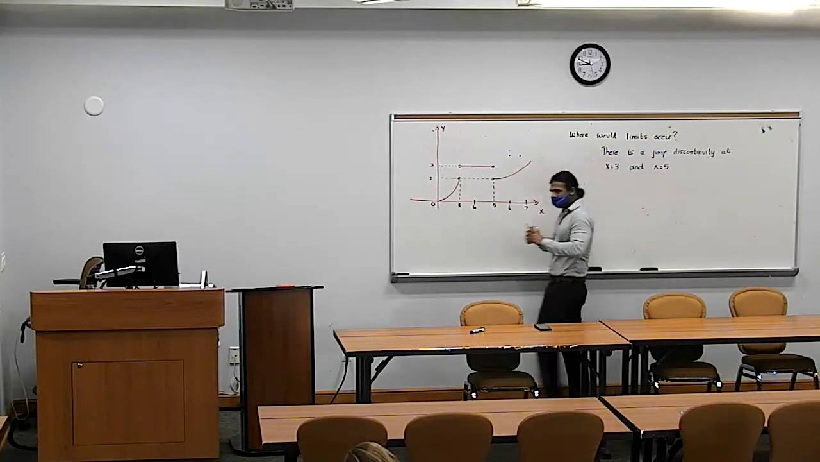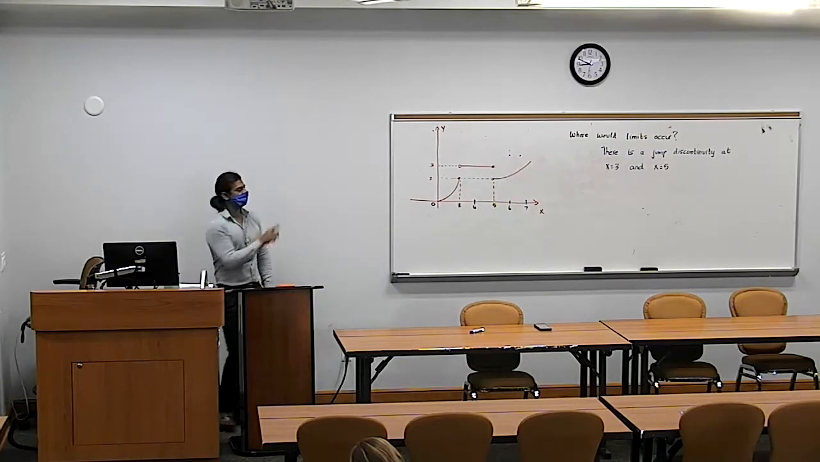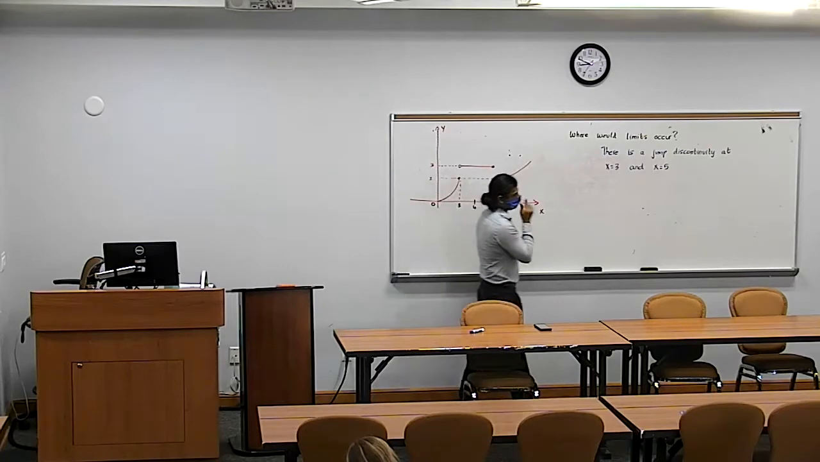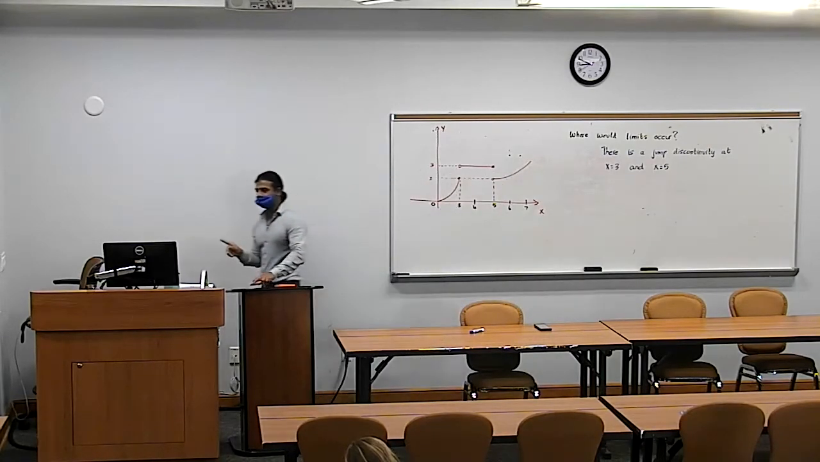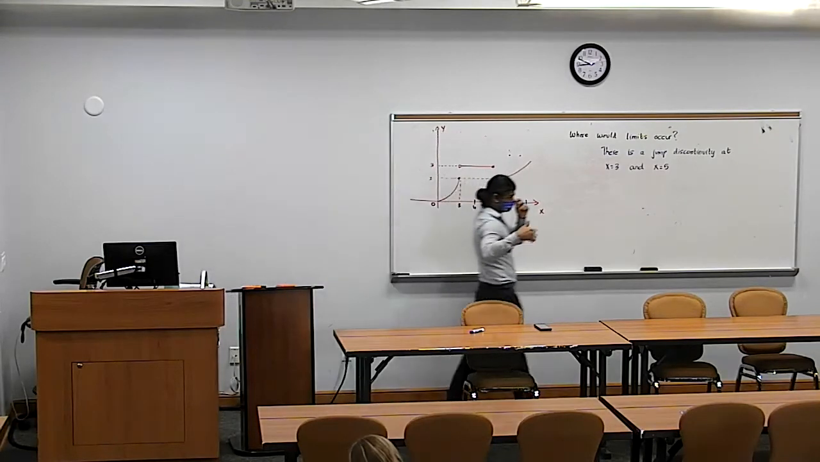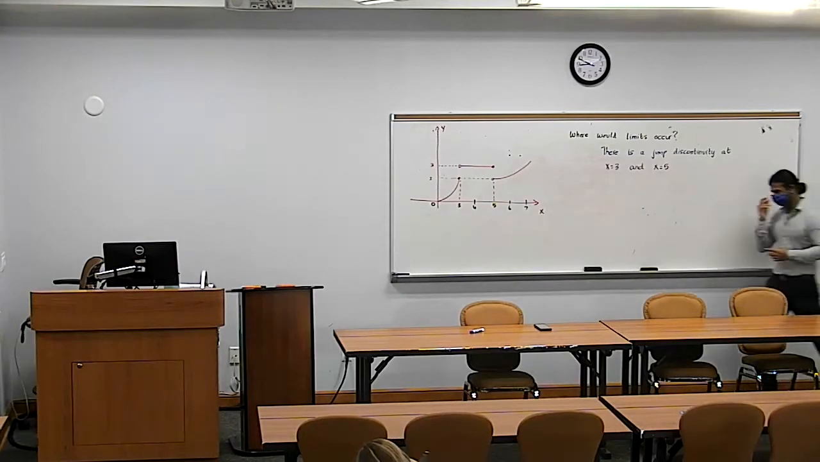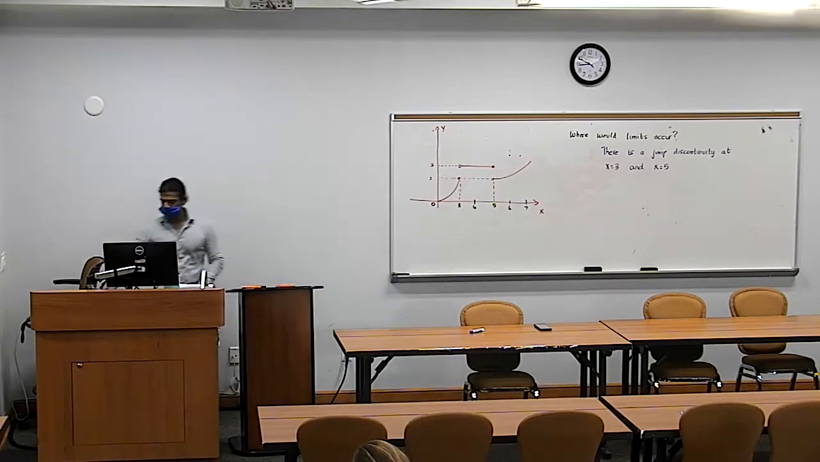So we don't have to bother about other values of x, and all we care about is x equal to 3 and x equal to 5. So go ahead and find the limits of the function at x equal to 3 and x equal to 5, and if they don't exist, you can simply say they do not exist. I'll give you about 2 minutes.